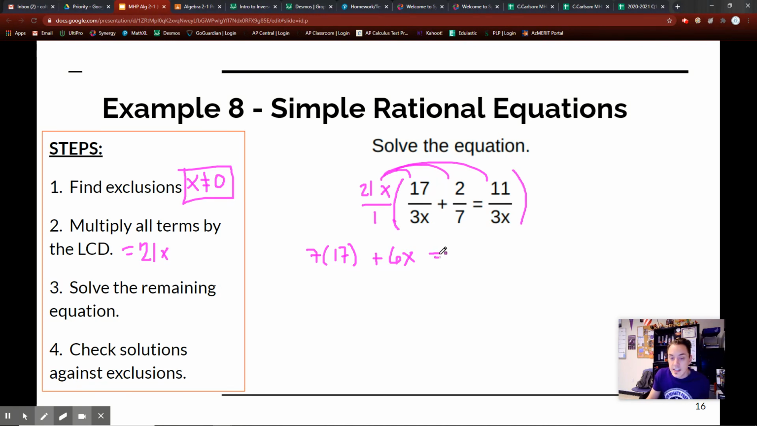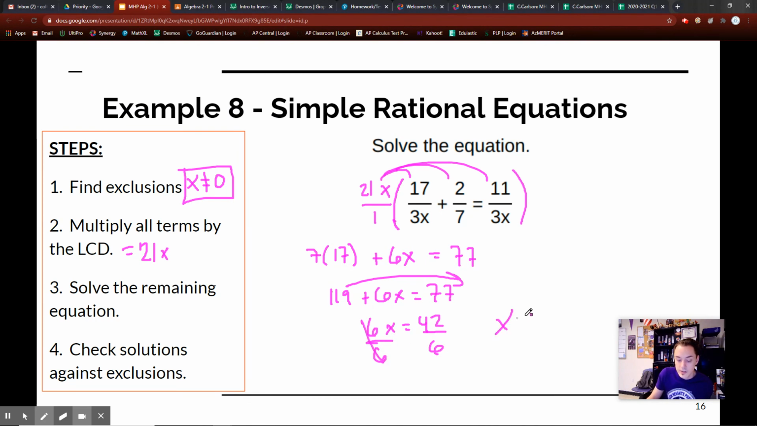Okay? And then this equals 21x times this. Well, 21 divided by 3 is 7. The x's go poof. And then 7 times 11 is 77. So notice how I'm going just a little bit faster here. Just a tad bit faster. 7 times 17 is 119. And then plus 6x, and then equals 77. I just have to subtract that over. This is 6x equals, and then when I subtract the 119 over, I actually get negative 42. So after I get that, I divide by 6, and of course, I get negative 7 as my answer.